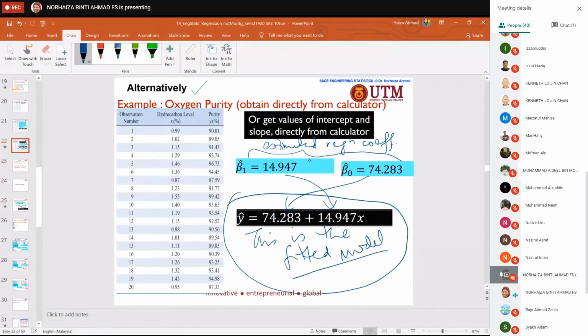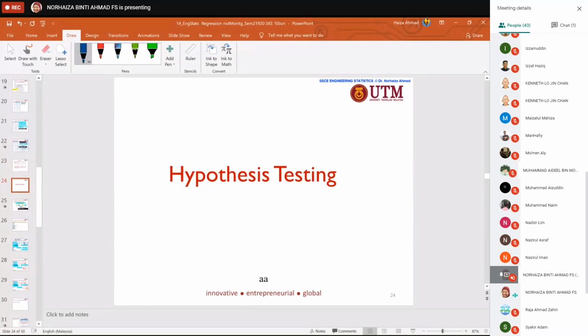These are actually parameters because in your model we have parameters. The values that you obtained just now are estimates of the regression coefficients. I can put parameters here, though I don't really need to, but basically beta naught and beta 1 are your parameters for this regression model. So when you have a parameter, that means you can test those parameters.